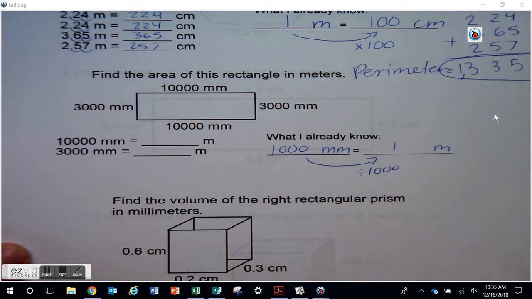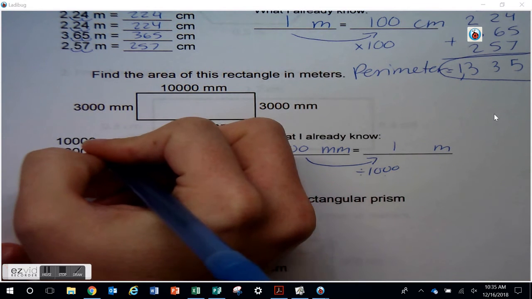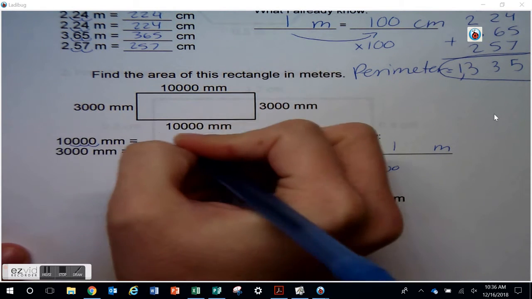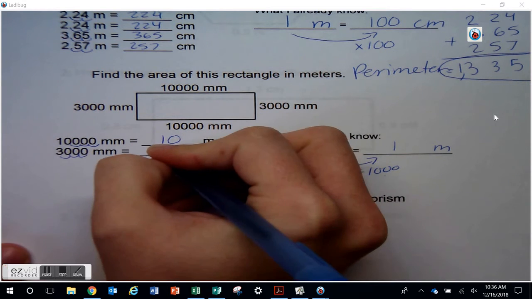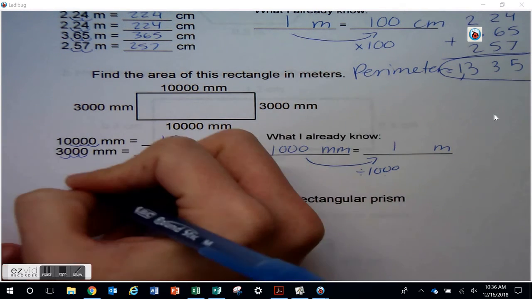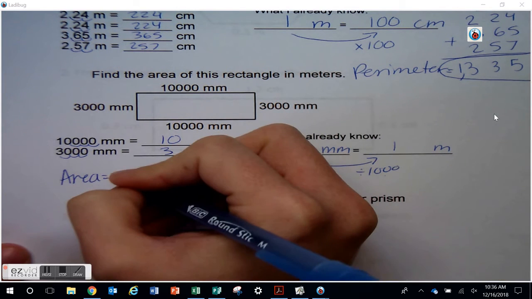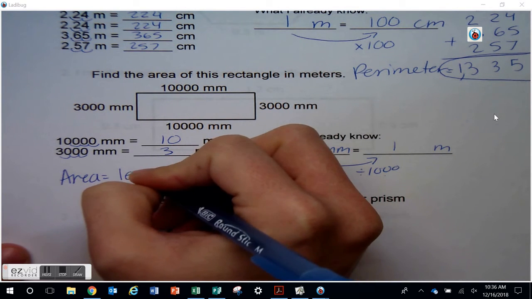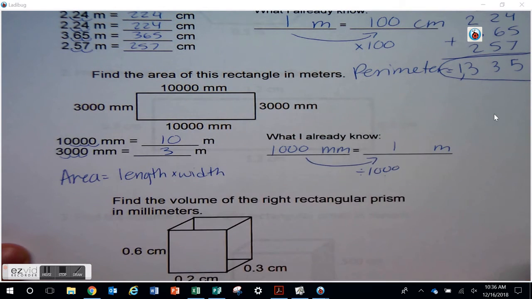Am I done? No. I need to find the area. Well, area equals length times width. So I'm going to plug this in and do 10 times 3, which gives us 30 meters squared. 30 meters squared is the area of this rectangle here.